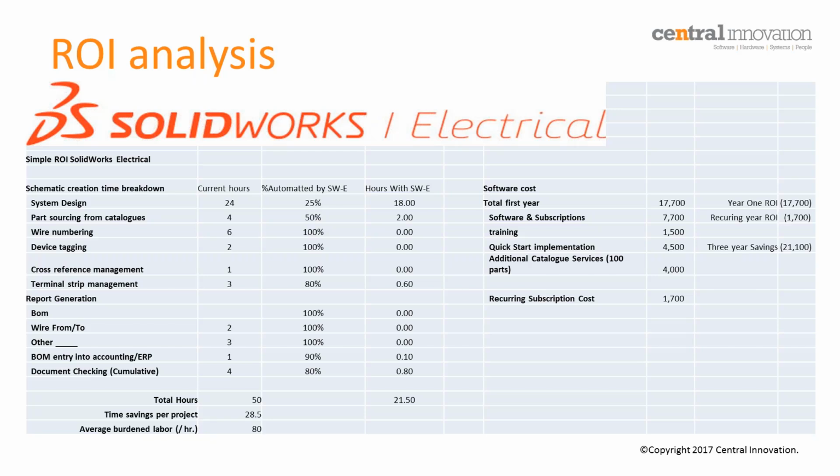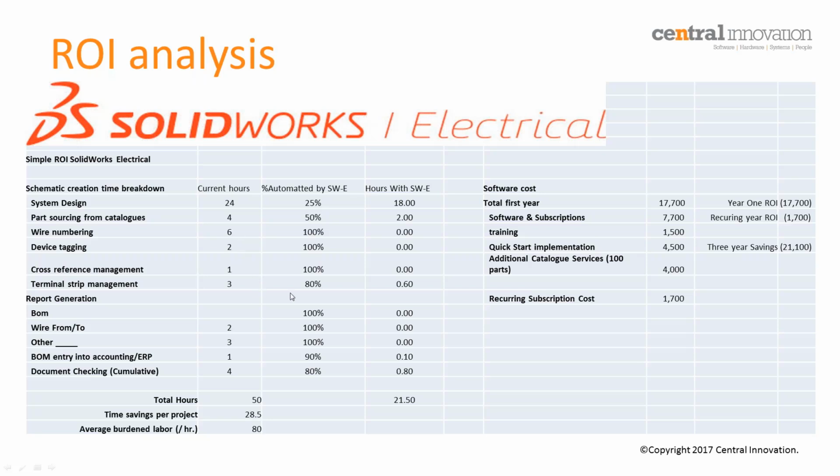This 50% that you spend is to set up your database for the first project, and from then on you already have the database set up and you won't have any sourcing for catalogs to be done further. So this is just for the first project that you will be spending the time on. Wire numbering, device tagging and cross-referencing management is already automated by SolidWorks by 100%, so you save so many hours, up to 9 hours.